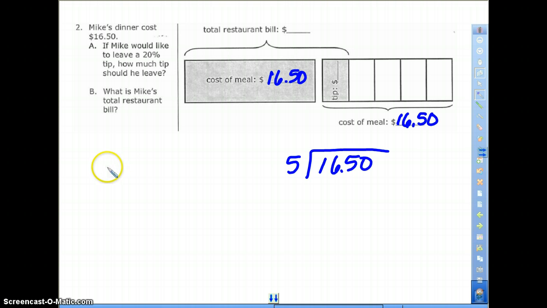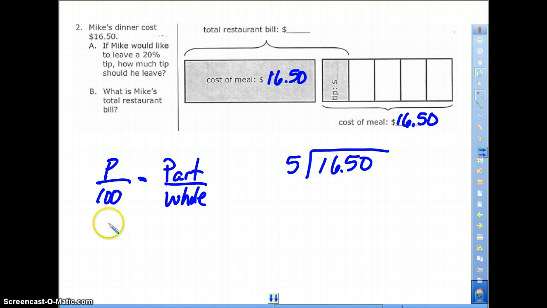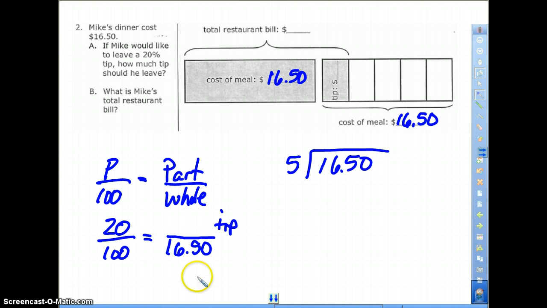Another way to do this would be P over 100 equals part over whole. And we are doing 20%. We want to figure out the part that is the tip over the entire cost of the meal. That's another way to do it. You guys work on this one. I'm going to show you when you reduce this, 20 goes into 100 5 times.